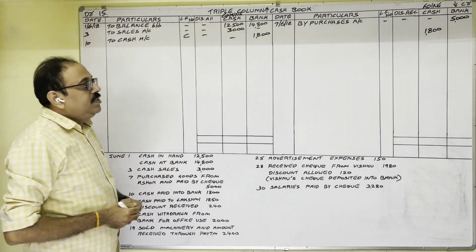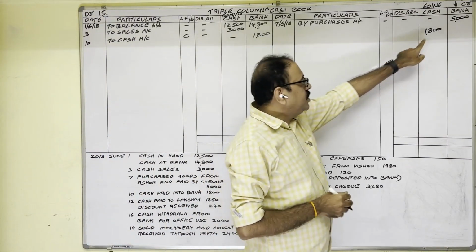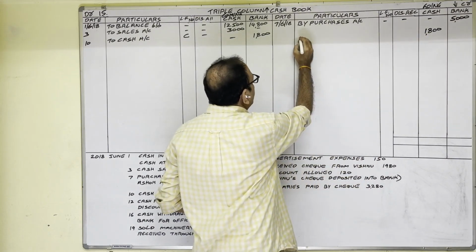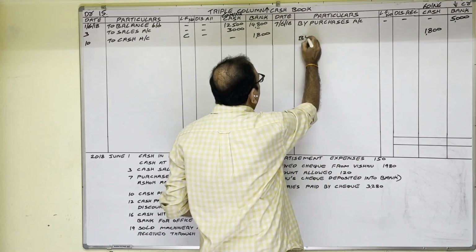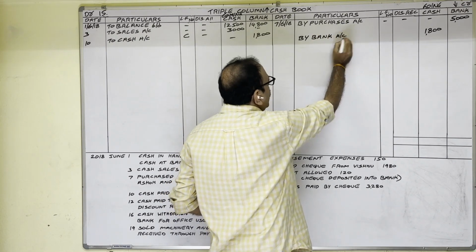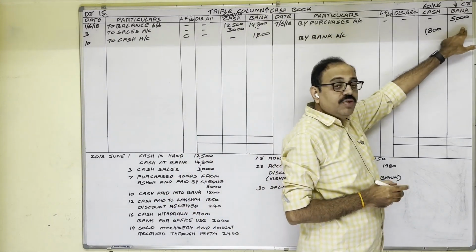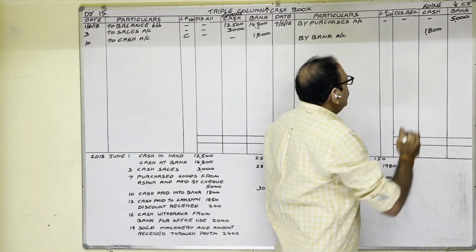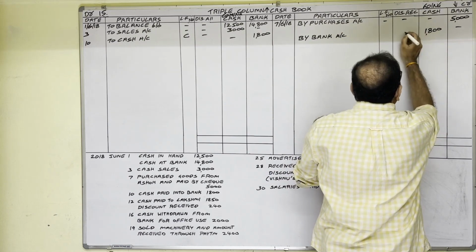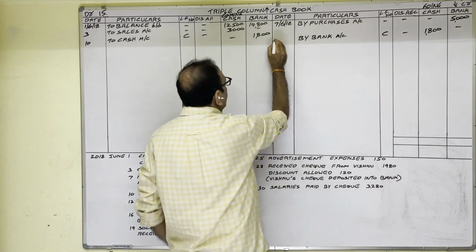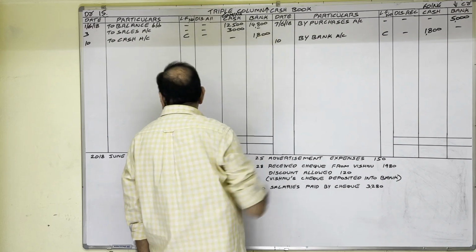Come to credit side. Credit side, in cash column we wrote amount. Therefore, in particulars column we should write by bank account. Suppose we wrote this amount in bank column. Then what to write here? By cash account. So, nil. In LF number column C, because this is contra, date is 10th.